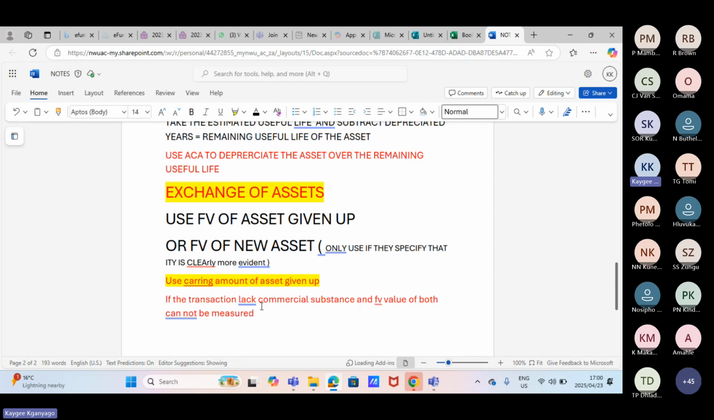Which means I'm talking about that if they say the transaction lacks commercial substance, the exchange transaction lacks commercial substance. That's where you can check the requirements of using this carrying amount of the asset given up.